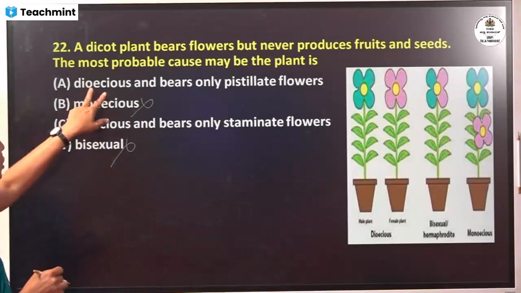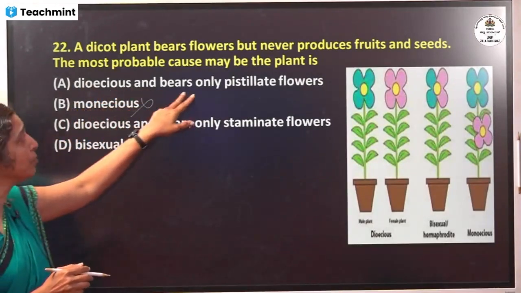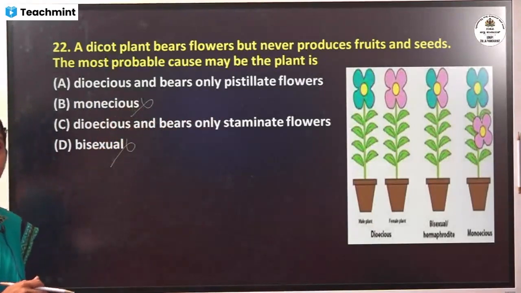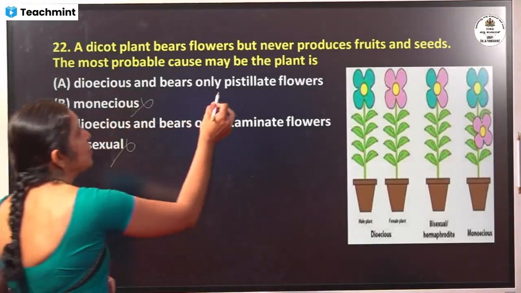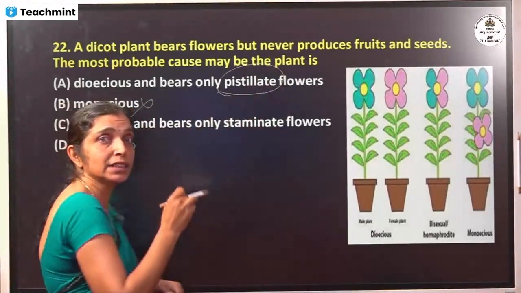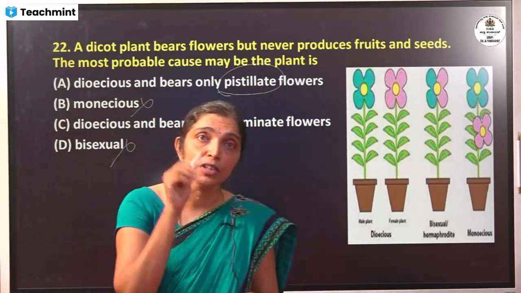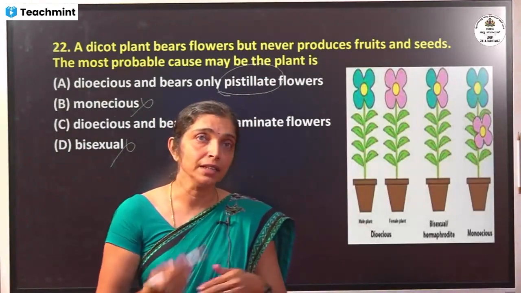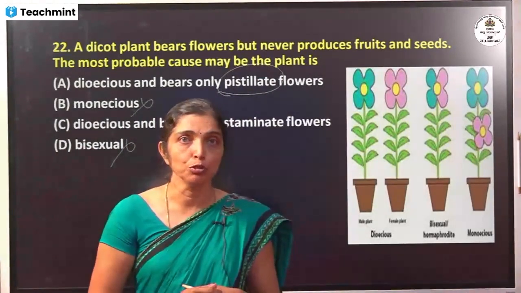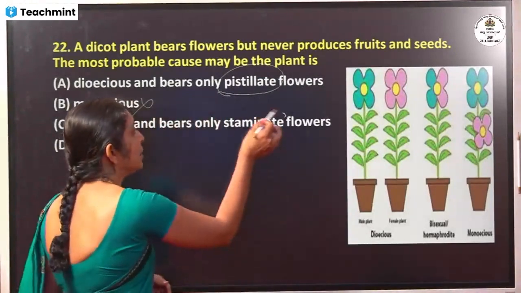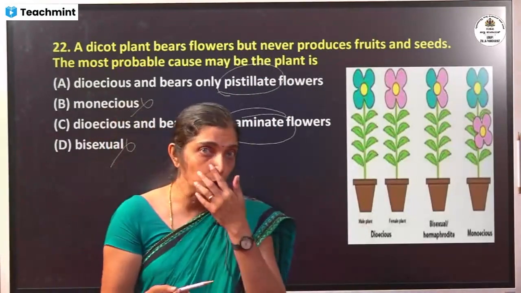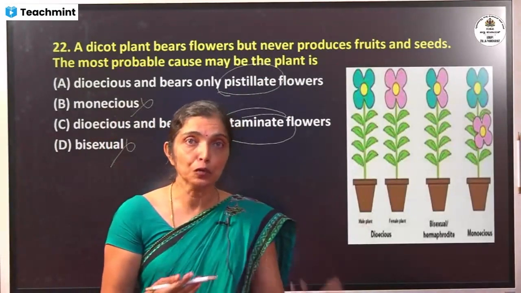Now the options that you have are: a dioecious plant which bears only pistillate flowers, and a dioecious plant which bears only staminate flowers. Now, when it has pistillate flowers, it indicates that it is a female flower. So since the female flower is there, there is a chance of pollination taking place, and fruits and seeds are produced. Whereas a staminate flower does not have an ovary.